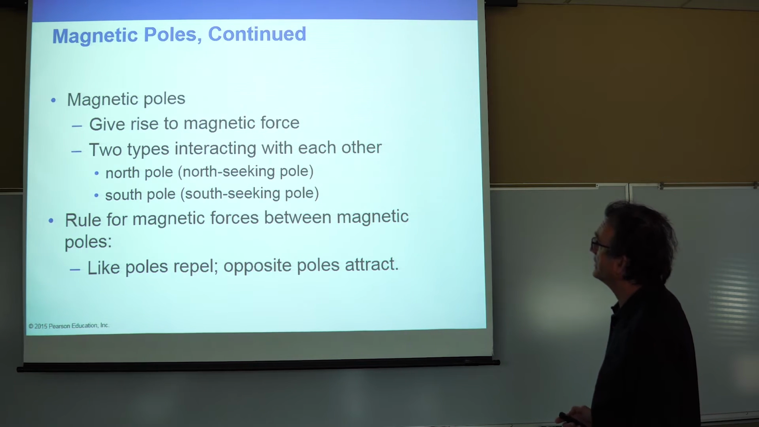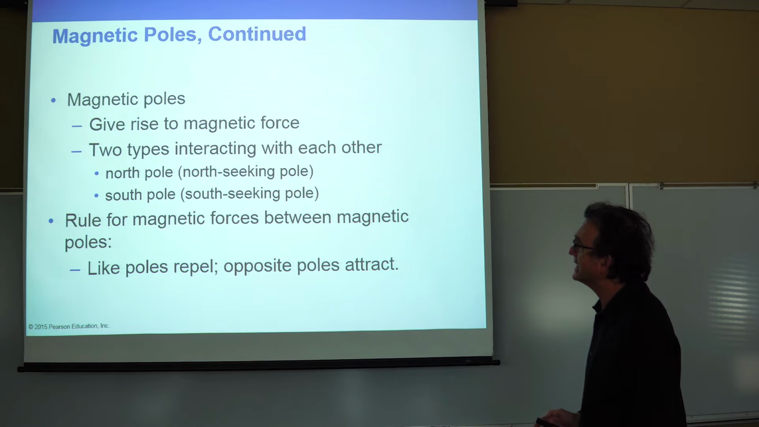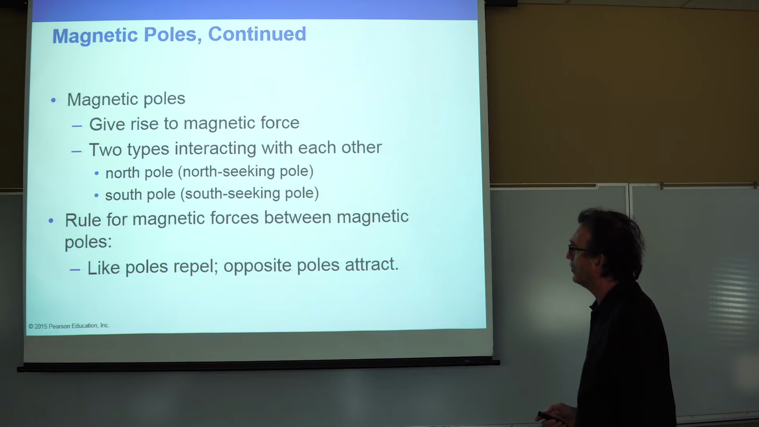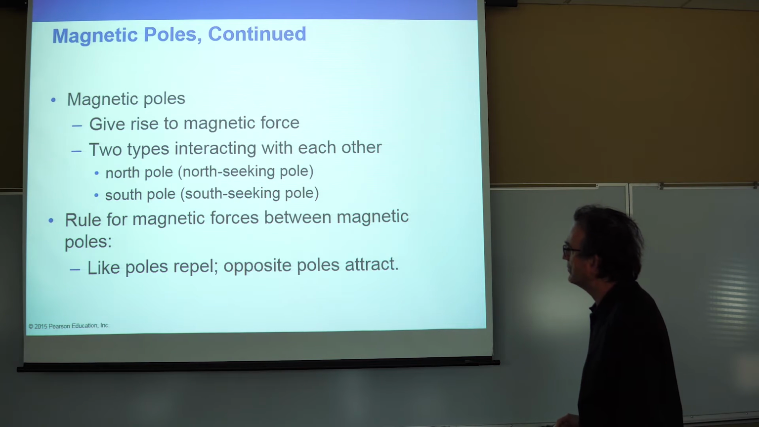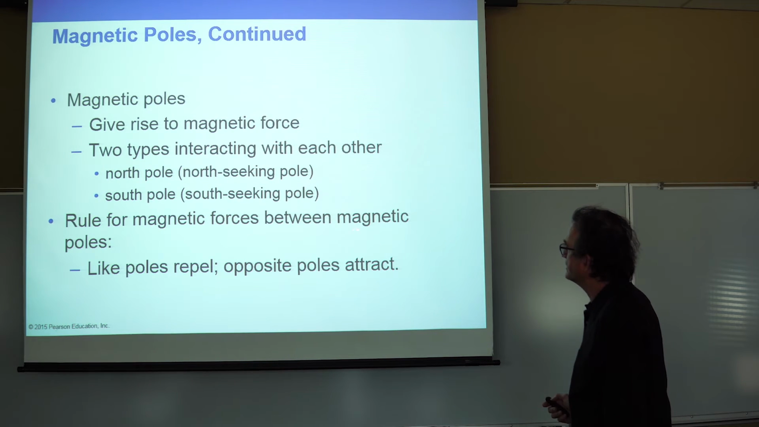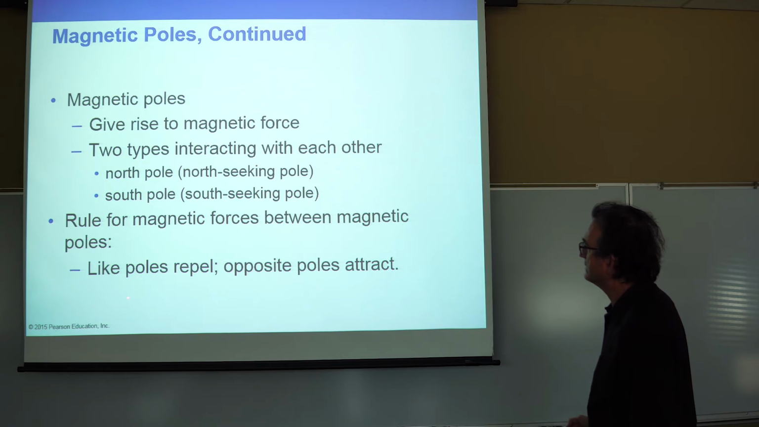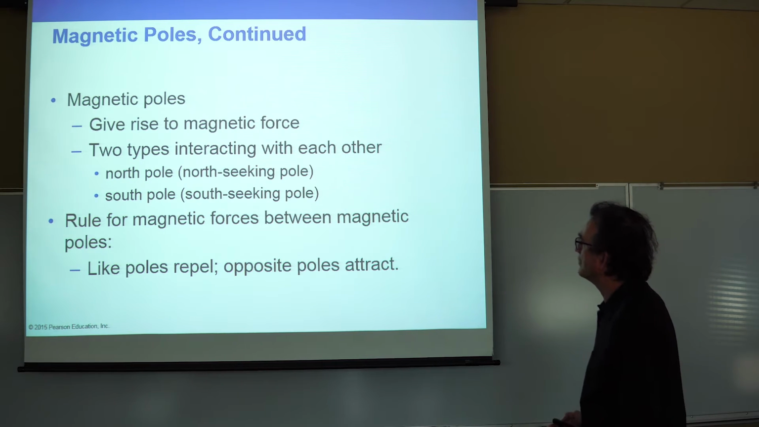One, there is what we call the north pole of a magnet, and what we really mean by that is that it's a north-seeking pole, and the south pole of a magnet is a south-seeking pole. And the rule for magnetic forces that operates between the magnetic poles is that, as we said in the last slide, like poles repel and opposite poles attract.